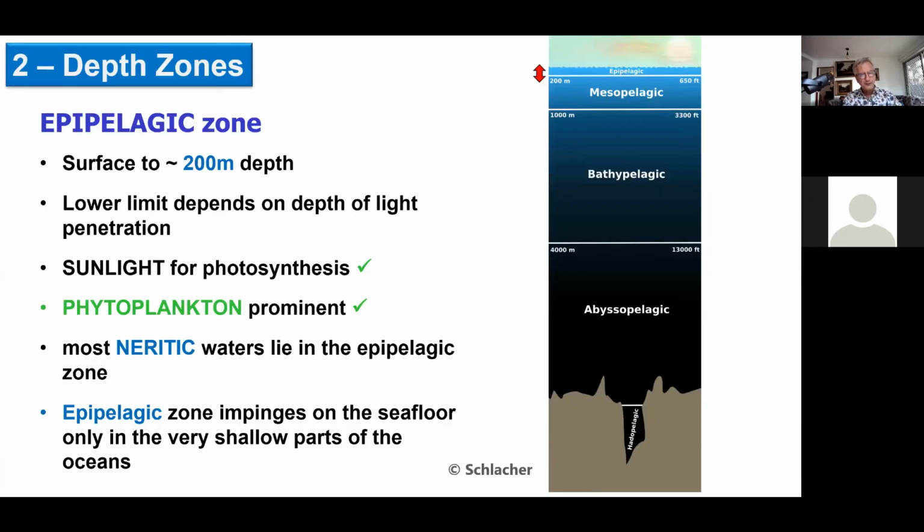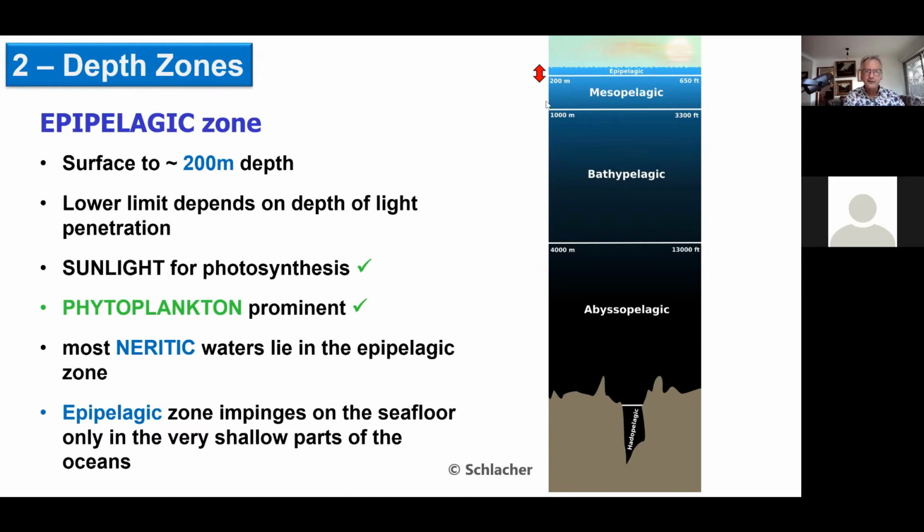So the zone we usually interact with is called the epipelagic zone. And the epipelagic zone is essentially a very thin sliver. It's a little bit like a fat layer swimming in cold soup, if you know what I mean, or a very thin sheet of ice. It usually goes down to only about 100, 150, 200 meters, 250 meters in the middle of the Pacific.